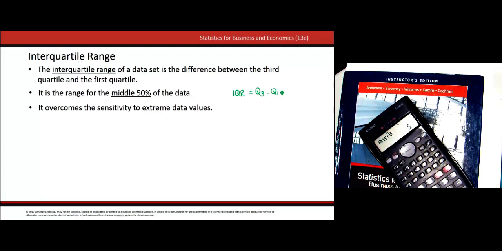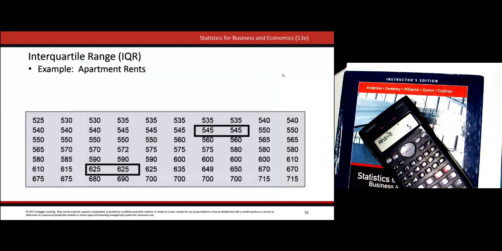An interquartile range is not sensitive to extreme data values because you ignore the largest 25% and the smallest 25% of the values. It is like the range for the middle 50%. So it's not sensitive to outliers, but still you are not using all the information. You are just taking the third quartile and the first quartile. So this is the first quartile, third quartile.